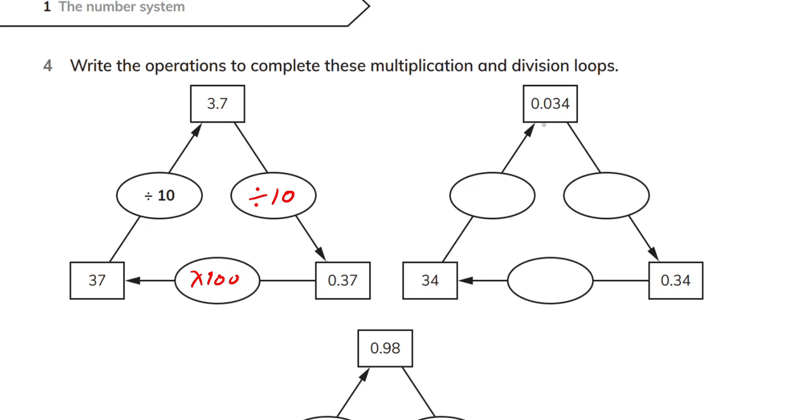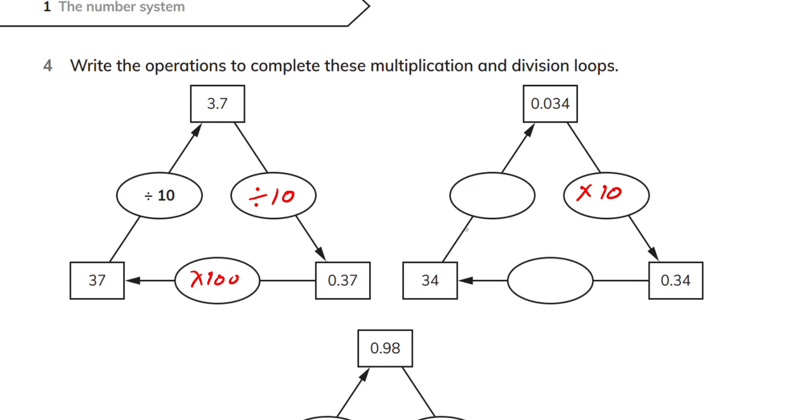Now, next for this one, look at that. From this number, if we are going to this one, what is happening there? The decimal has jumped one digit to the right side. And when it jumped to the right side, what do we do? Multiplication. Now, look at this number. As it has jumped one decimal to the right side, it means it was a multiplication with 10.